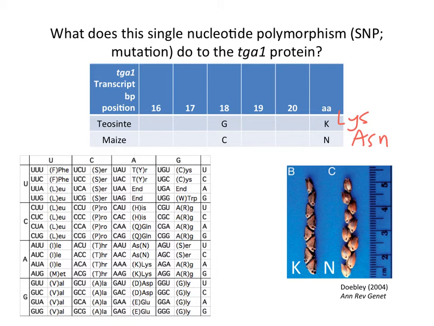We're looking for a lysine codon. So where are the lysine codons in the codon table? Let's pick those out first. Are there any other ones other than those two? Nope, just those two. So it's either AAA or AAG that's making lysine in teosinte.